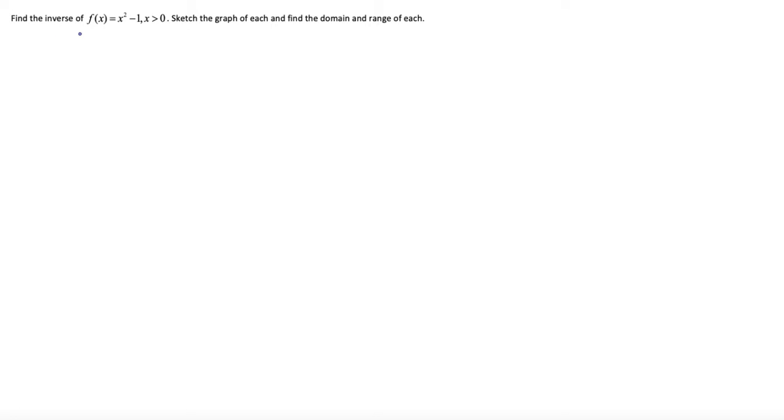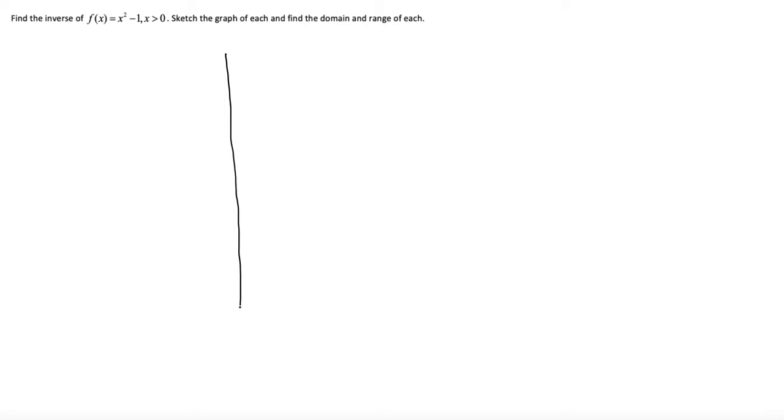Find the inverse of this function. We have f of x equals x squared minus 1, but notice that we restricted the domain to x greater than 0. So we want to sketch the graph of each and then find the domain and range of each. Now this function, x squared minus 1.